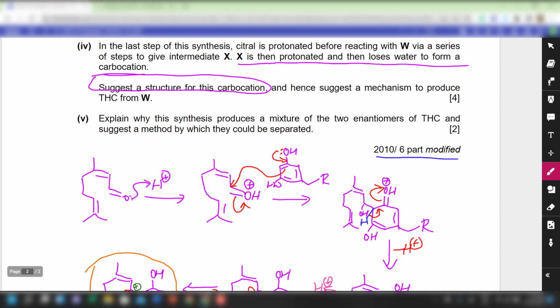Okay, then finally we have part 5. It's supposed to explain why this synthesis produces a mixture of the two enantiomers of THC and suggest a method by which they can be separated. So the key question here is, why does the synthesis produce a mixture of two enantiomers?